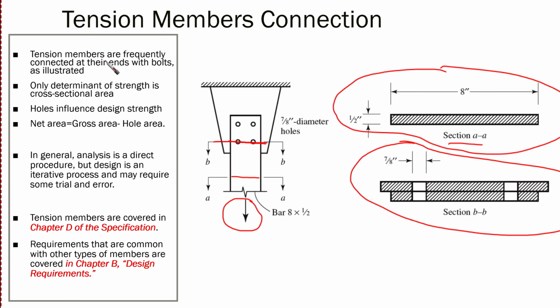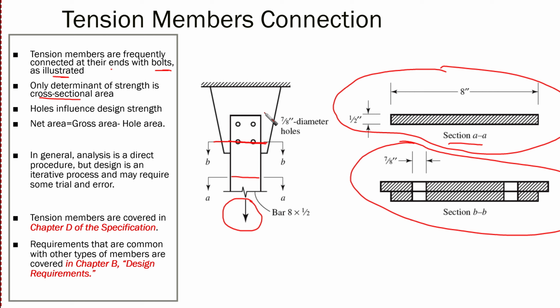So tension members are frequently connected at their ends with bolts as illustrated. This is with bolts, and also we have welded connections, as we are going to talk about. The only determinant of strength is the cross-sectional area. It's different than compression members, for example. With compression members, you're going to find buckling, something related to the stiffness of the element itself, the end conditions of the element, and so on.